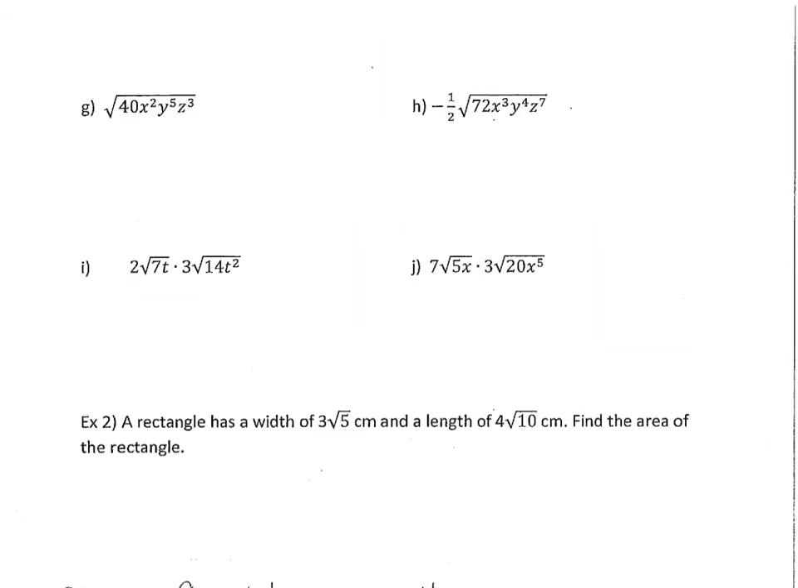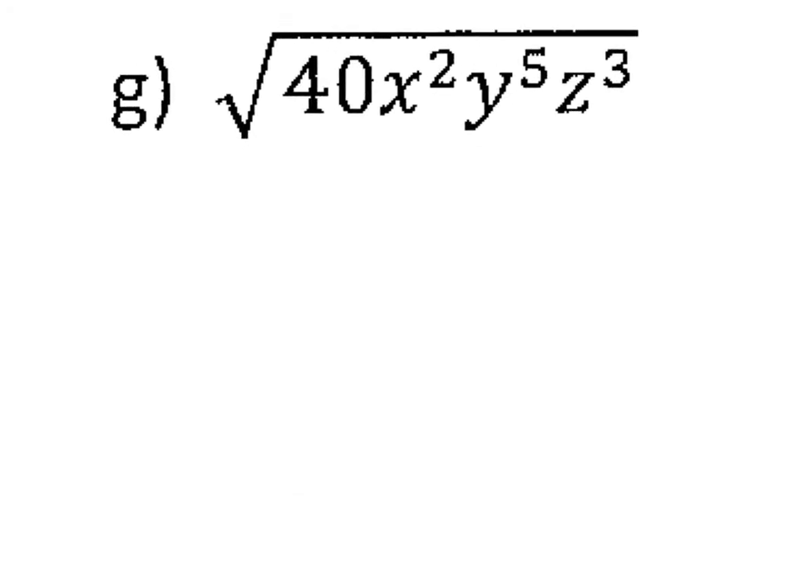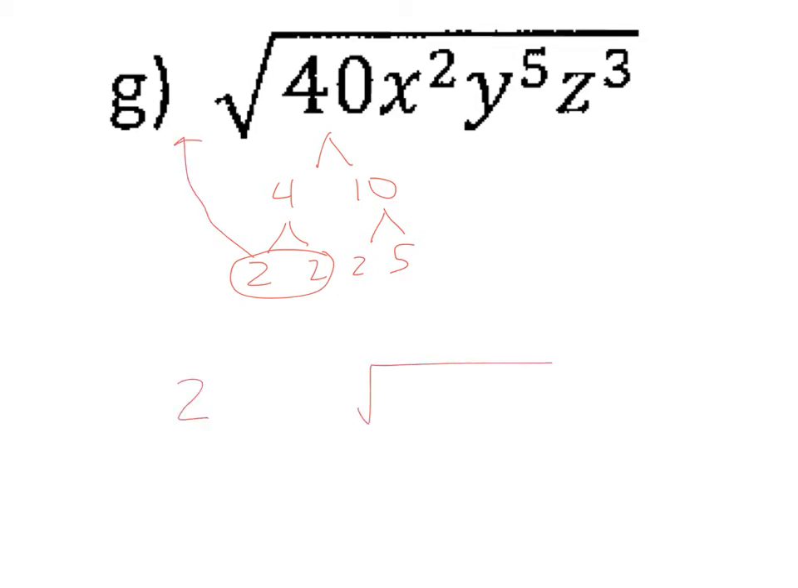Okay, on G, now we're going to start taking a look at what do we do with variables, okay? Now, our first step doesn't change. We still have to go ahead and break down this 40. So like 4 and 10, 4 would go to 2 and 2, and 10 would go to 2 and 5. So I'm going to pair up and move out the 2's. So I'm going to put a 2 on the outside. Now I'm going to leave some room, and I'm going to put the square root here. And then we have 2 times 5 left over on the inside, so we have a 10 left over on the inside.